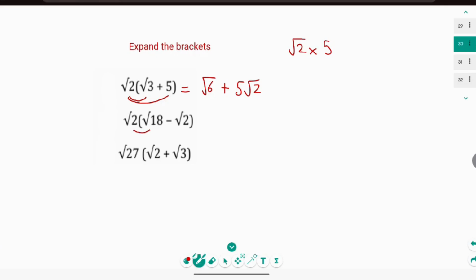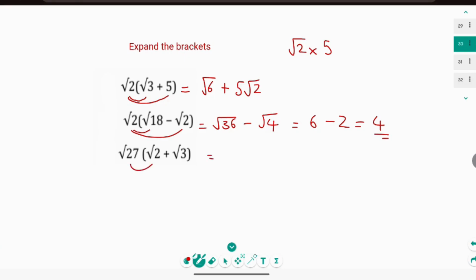Root 2 times root 18, root 36. Root 2 times root 2, root 4. Let's just look at simplifying these. Well, root 36 is 6 and root 4 is 2. So the final answer is 6 times 2, which is 12.